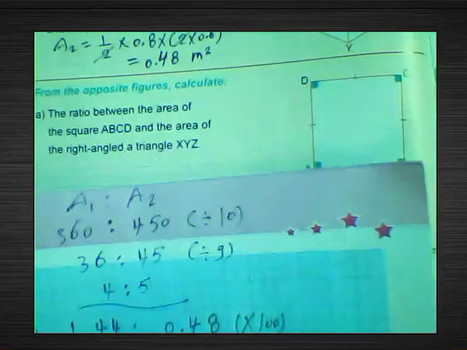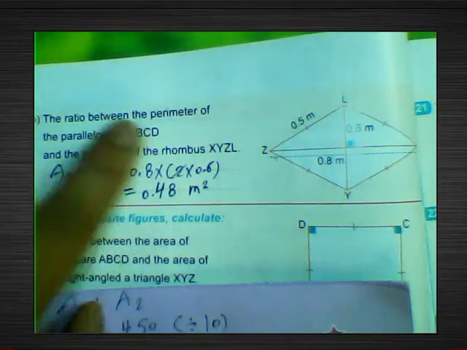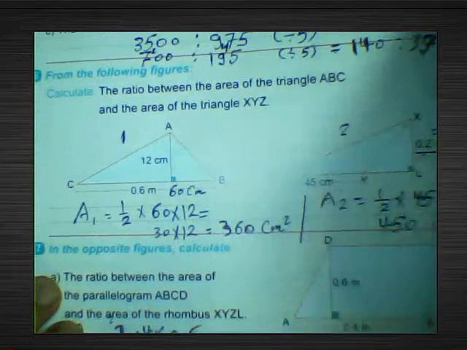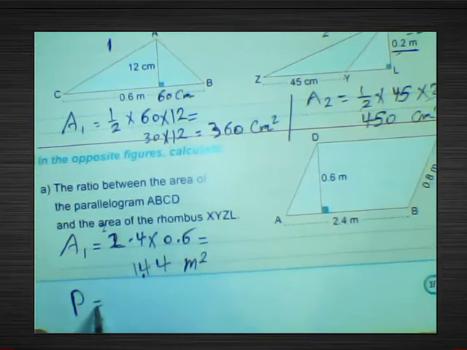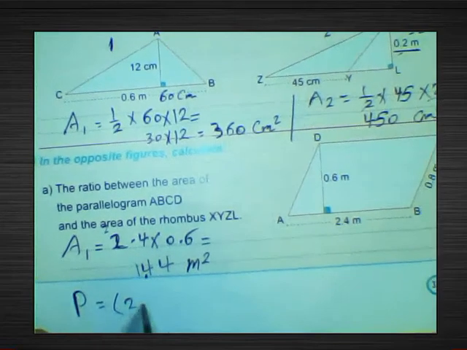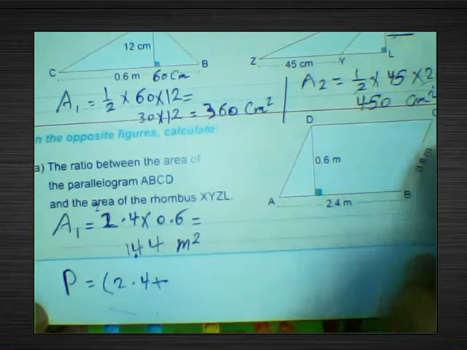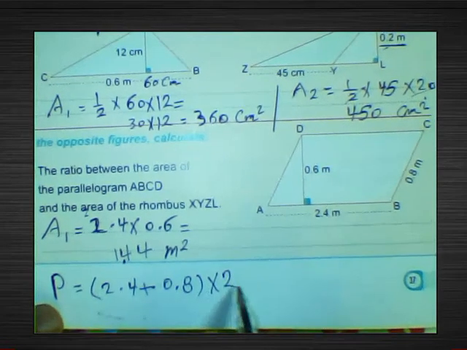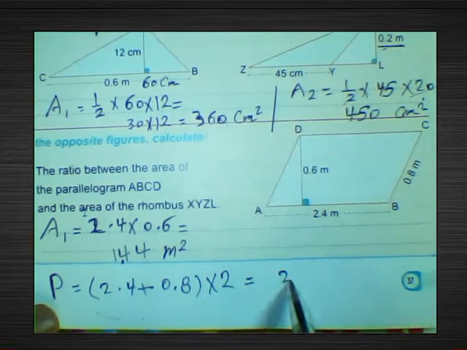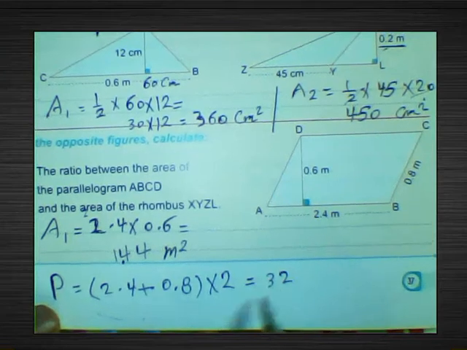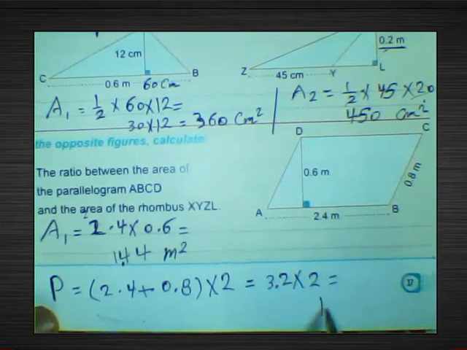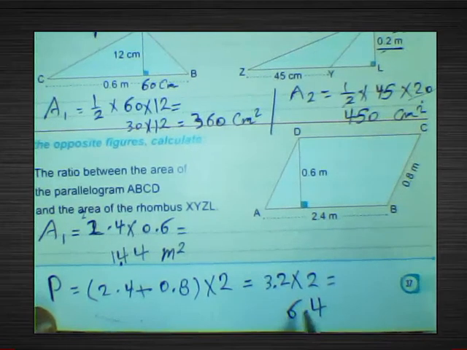Question B. He wants to find the ratio between the perimeter of the parallelogram and the perimeter of the rhombus. Okay, we will find the perimeter of the parallelogram. Look at this parallelogram. We will find the perimeter. Length AB 2.4 plus BC 0.8, and we'll put it in parentheses times 2. 4 plus 8 equals 12, 2 and carry up 1, 1 plus 2 equals 3. Put the point here and we will times 2. 2 times 2 is 4. 2 times 3 equals 6. 6.4.